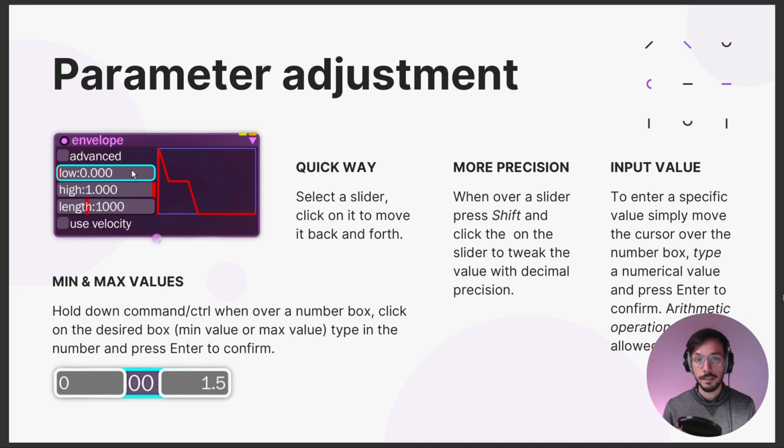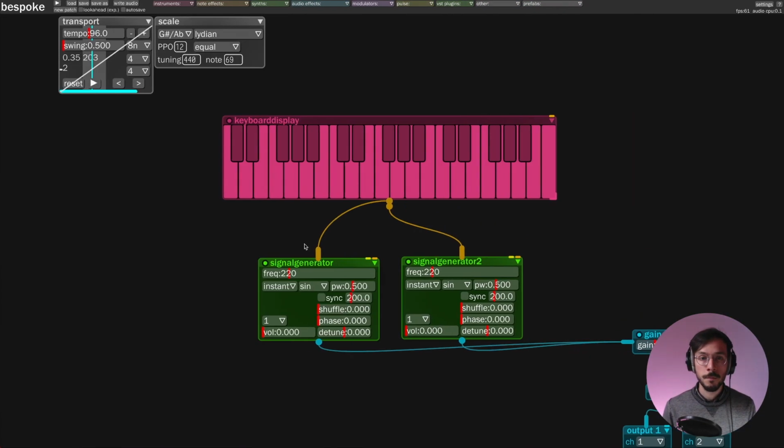So you select a slider, click on it, and you move it back and forth. So here, like frequency, we click on it and we can move back and forth the frequency, release it, and it will stay at that specific value.